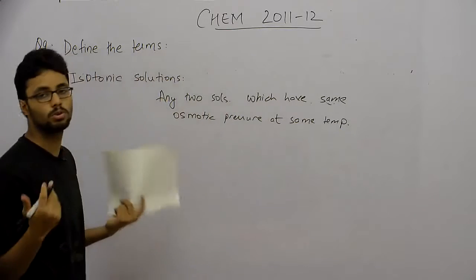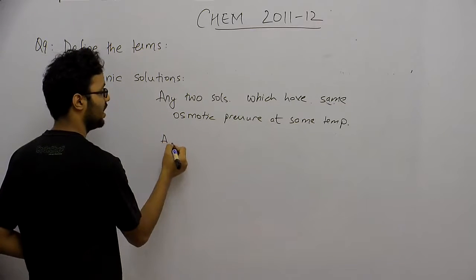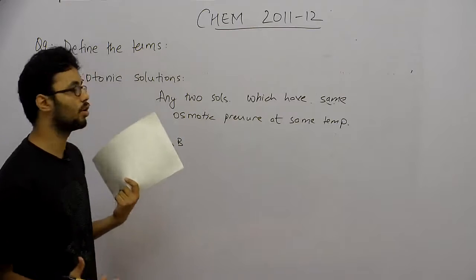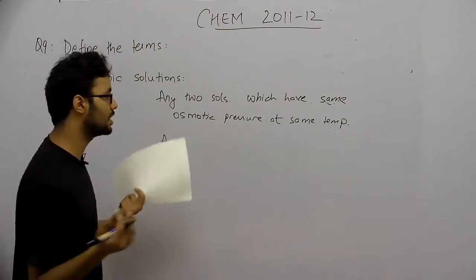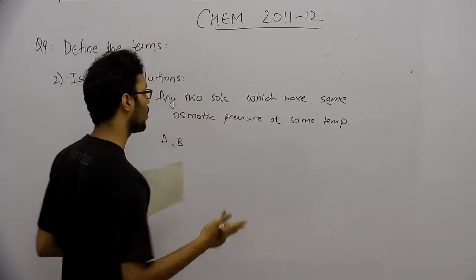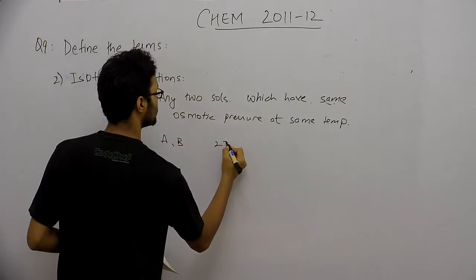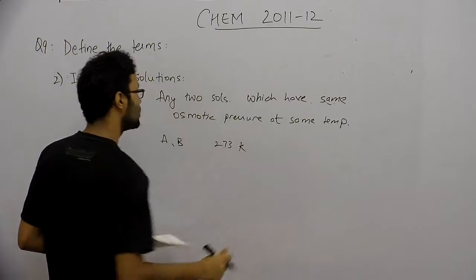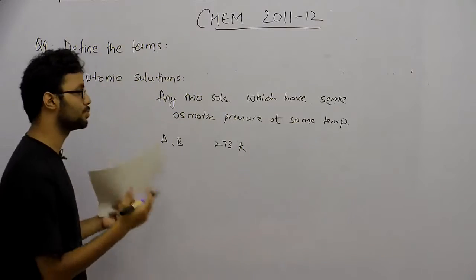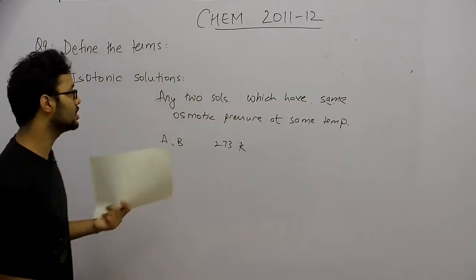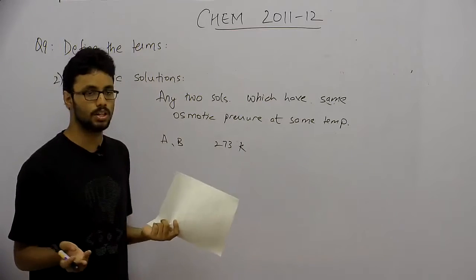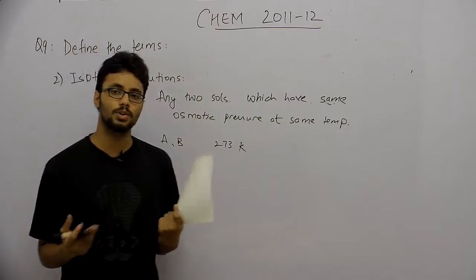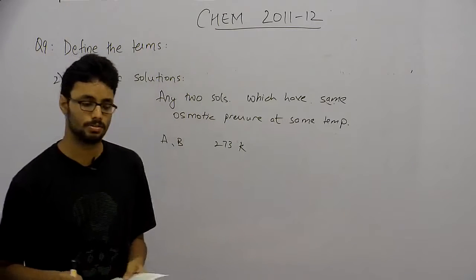So if we have two solutions A and B and we are checking at a constant temperature, suppose the temperature is the room temperature or any other temperature, suppose it is 273 Kelvin. So when we calculate the osmotic pressure of the two solutions, if they come out to be equal at the same temperature, the two solutions are known as isotonic solutions.